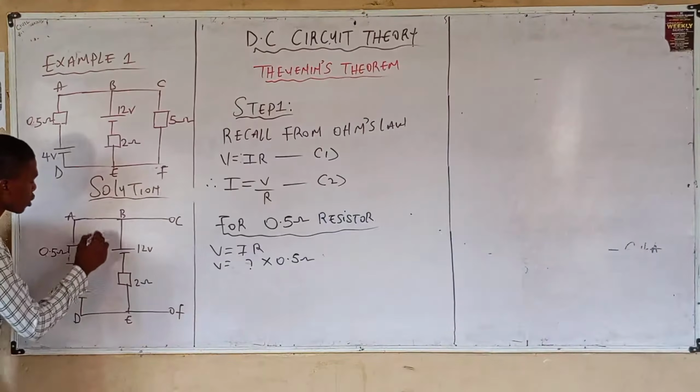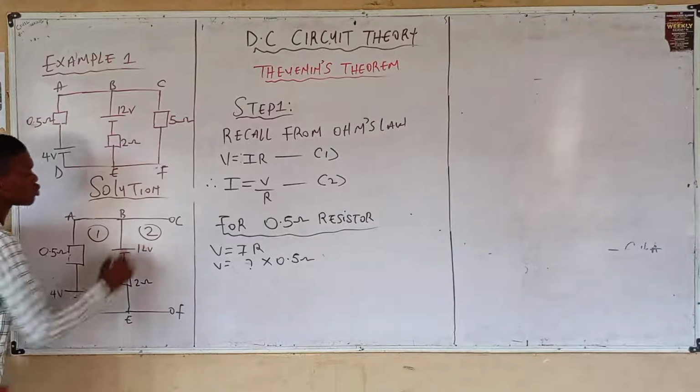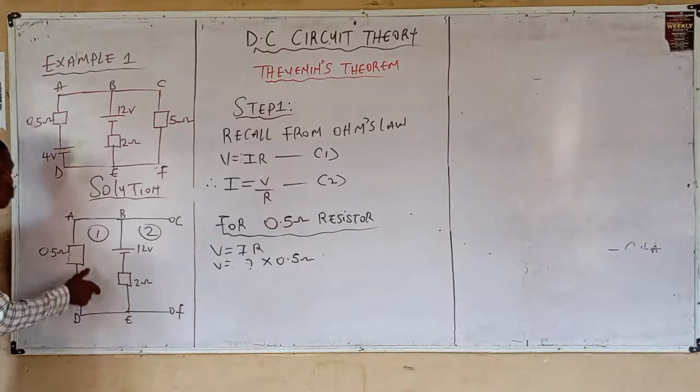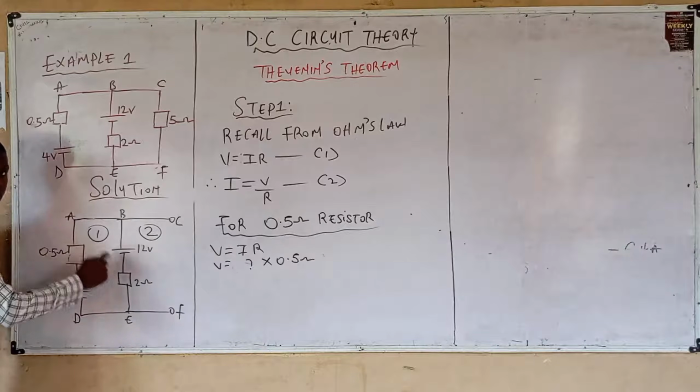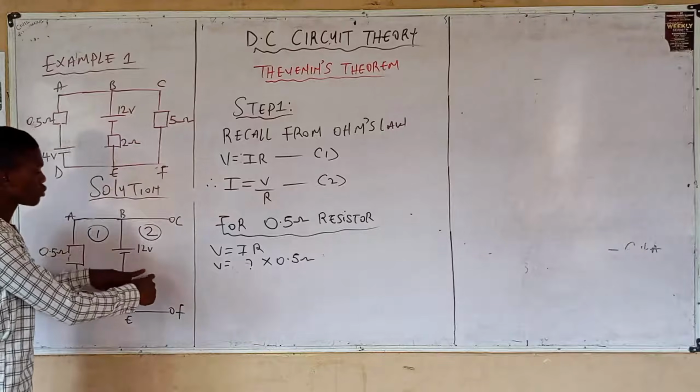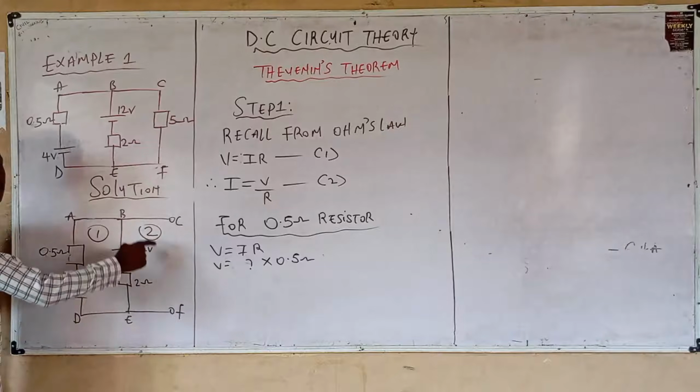This is loop 1 and this is loop 2. For loop 1, current can flow through loop 1. This is a circuit. Current can flow through this circuit. While for loop 2, current can't flow through loop 2. Why?